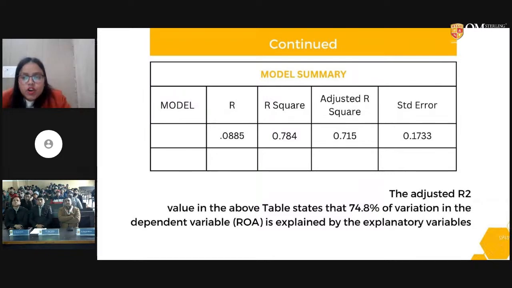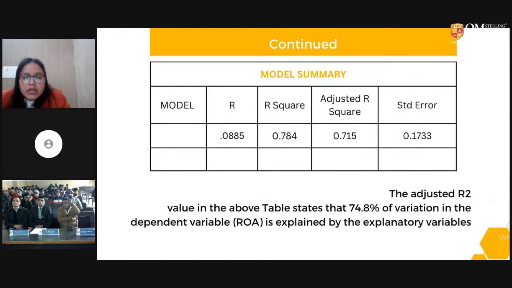So this will be your model summary, which will be providing you the information related to R square, adjusted R square, and standard error. This R square should have been 0.885. This is by mistake 0.085. This R square is basically showing the correlation between the variables.